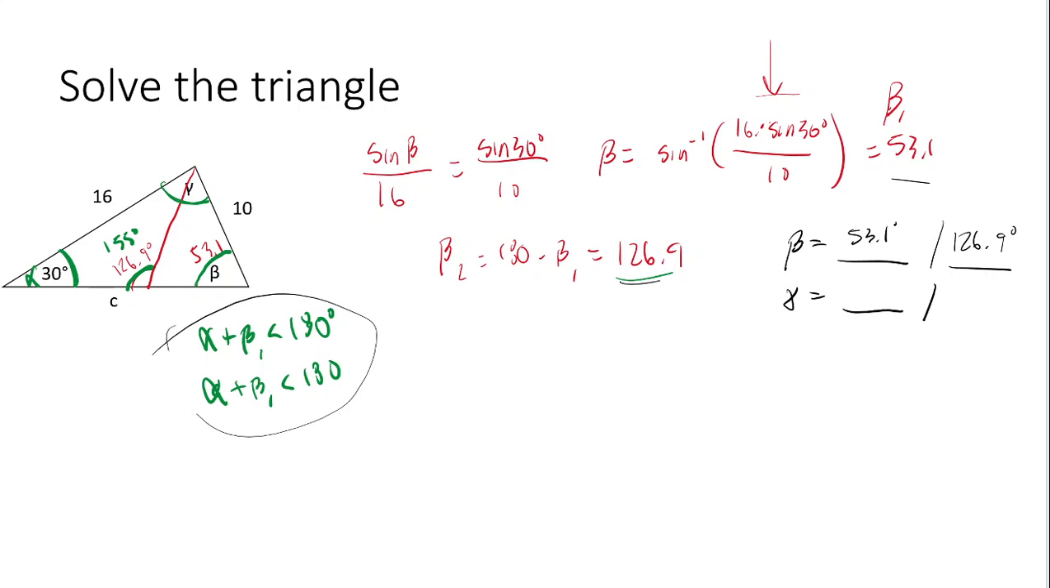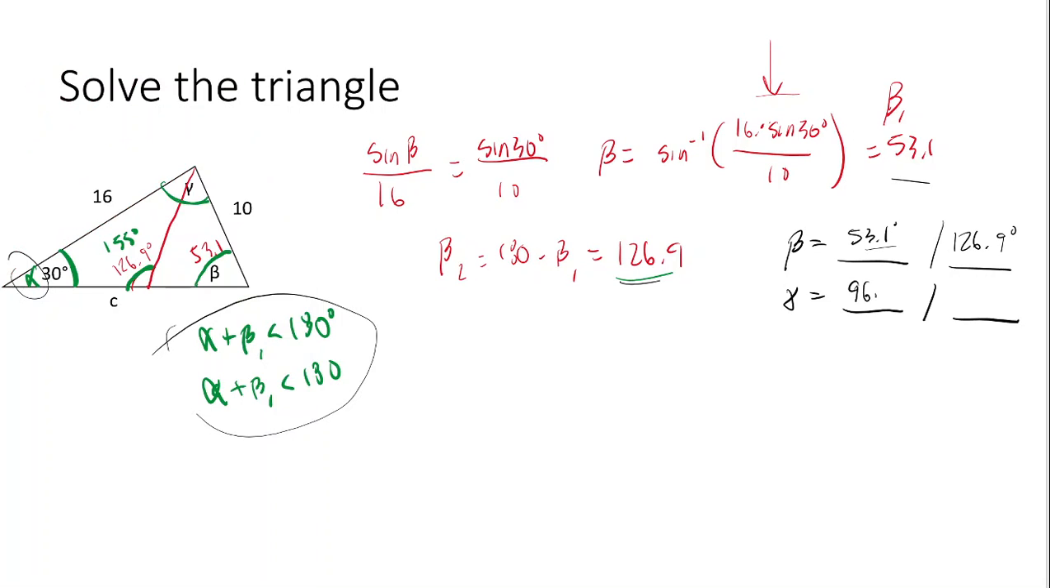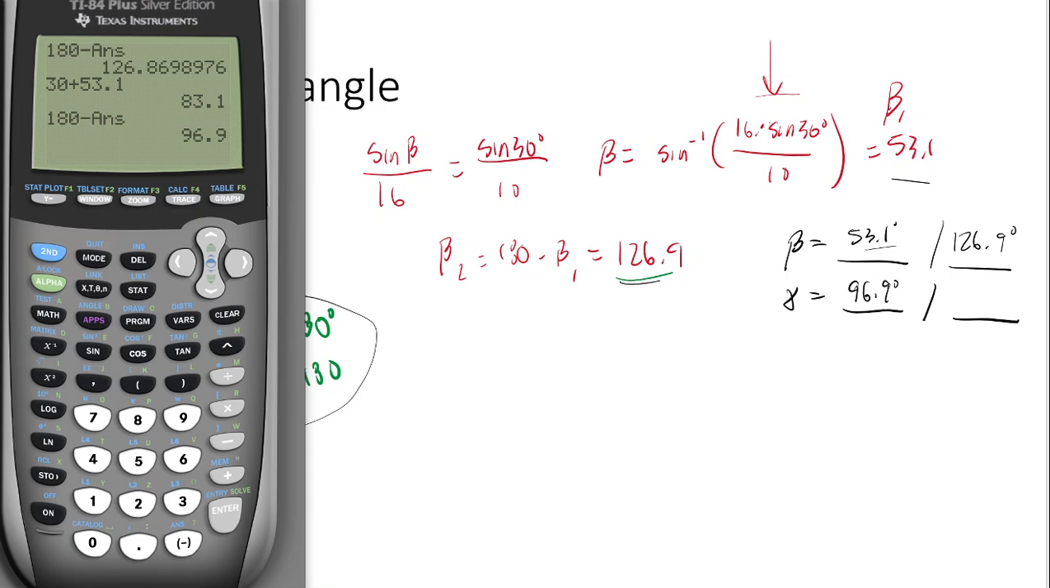Well, we need angle gamma, right? Okay. This one's really easy to get because we have the 30, we have our angle alpha, and now we have our new angle beta. So how would we do that? 30 plus 53.1, right? 180 minus that. That gives us our possible gamma 1, essentially, 96.9. Okay, and then the other one would be 126.9 plus 30, and then 180 minus that.